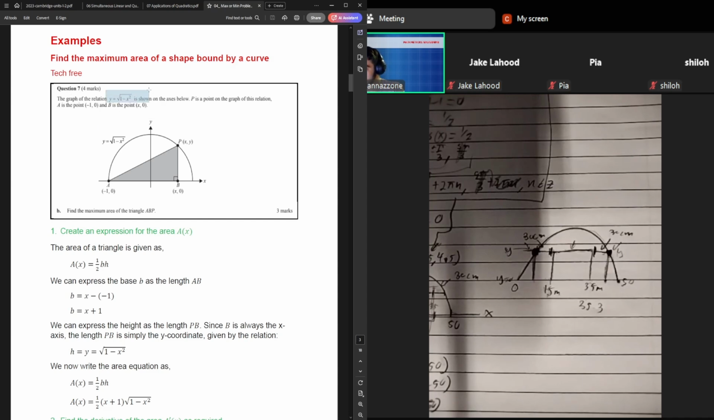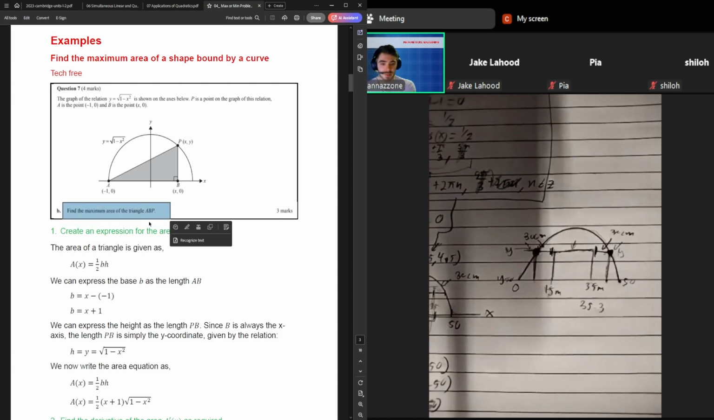So if you look at the screen share, this was a tech-free question, kind of similar. You're given this semicircle relation, and there is a triangle that has been inscribed into that. So you've got the vertices A and B, which are known. B is kind of unknown, actually. It's got an unknown x. But because P is vertically up from that, it's going to share whatever that x value is, and it's going to have some unknown y. And we're trying to figure out what's the maximum area of this triangle.